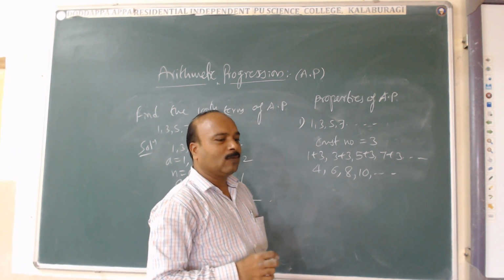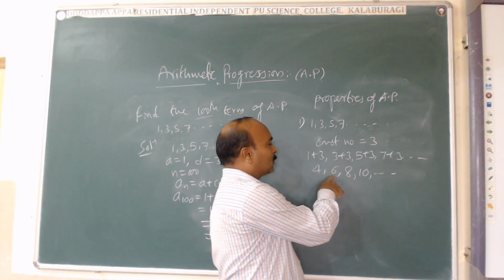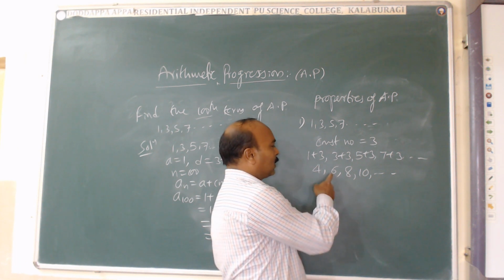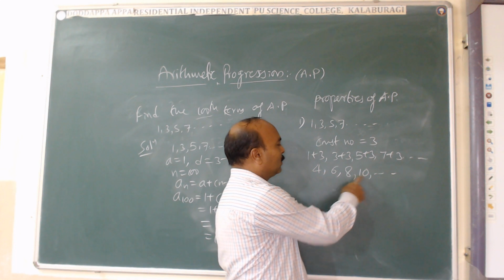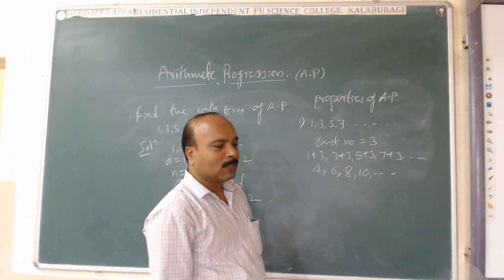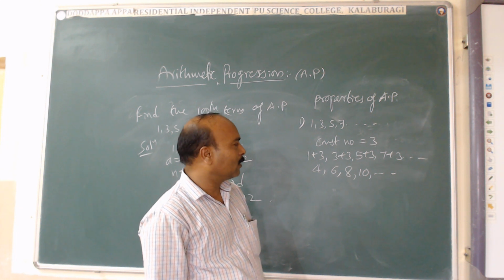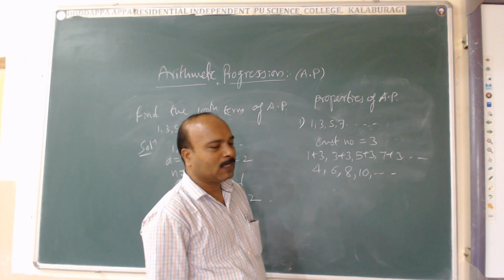Now here we observe that the first term is 4, the second term is 6, the third term is 8, and the next term is 10. Now we check the common difference. 6 minus 4 is 2, 8 minus 6 is 2, 10 minus 8 is also 2. Therefore, it is also an arithmetic progression in which the first term is 4 and the common difference is 2. This is the first property.